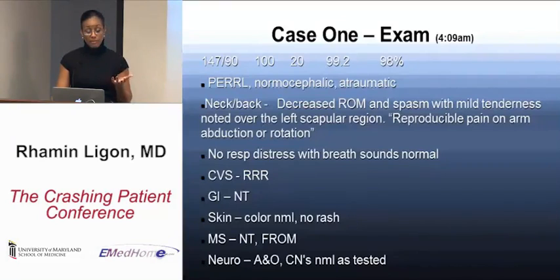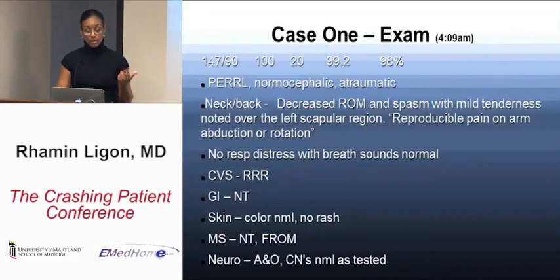Anything in parentheses was actually handwritten in by the physician. So on the neck and back exam of significance, the patient did have a decreased range of motion, and spasm and mild tenderness was noted with X's on the schematic drawing over the left scapular region. And it was handwritten in that the patient had reproducible pain on arm abduction or rotation.